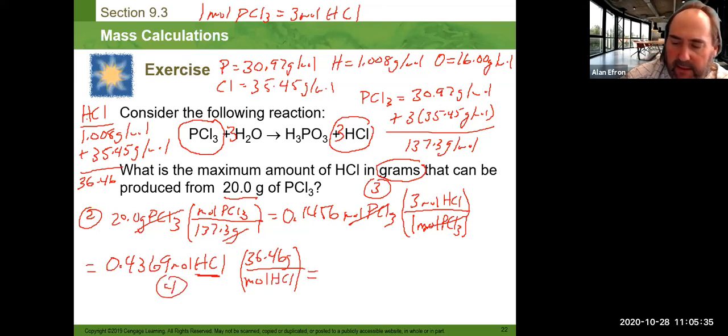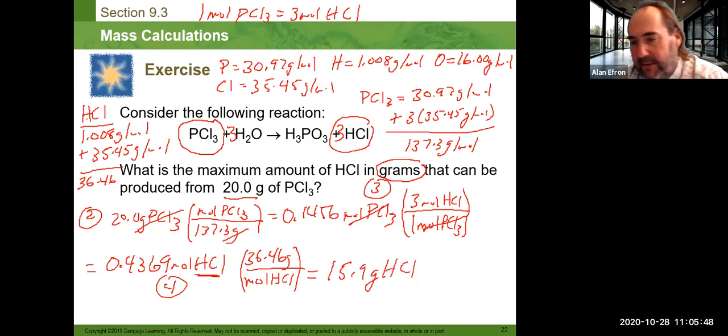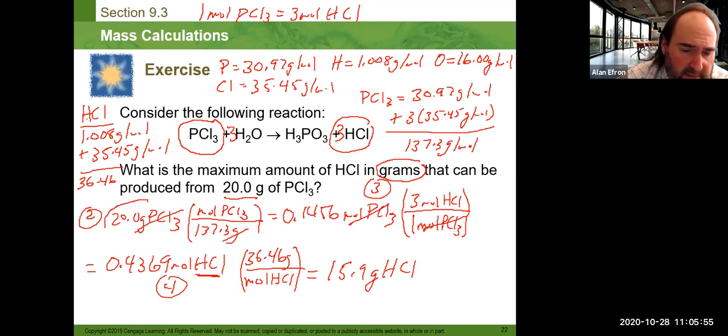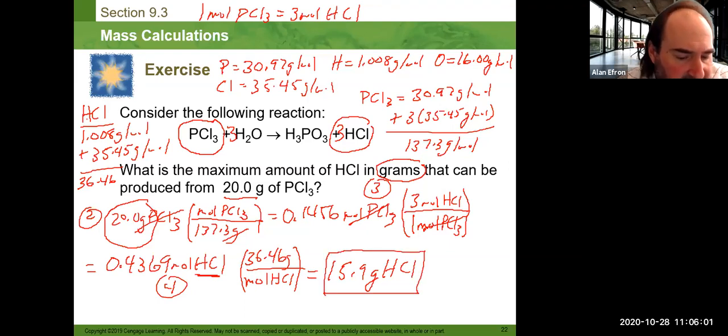And we will end up with 0.4369, probably something like 15.9 grams of HCl. Again, here going with 3 significant figures based off of our original number, which has 3 sig figs. And that would be considered our theoretical yield of HCl in this particular case. Any questions on any of those steps there?